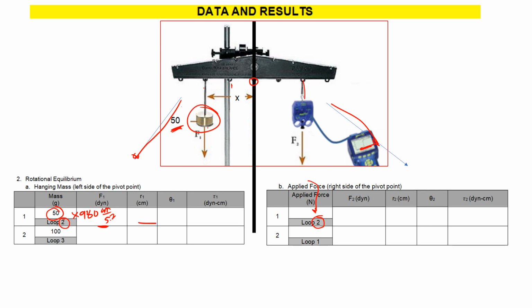And then R1 and theta 1 are the values of the lever arm and the angle on loop number 2, so we need to look at the table showing the value of R and the value of theta. Then torque 1: the formula for torque is F R cosine theta. For the applied force, we need to copy the reading here and multiply it by 100,000 to get the value of F2. Again, this is also on loop number 2, so what is the value of R and theta on loop number 2? Then compute for the torque on the right side.